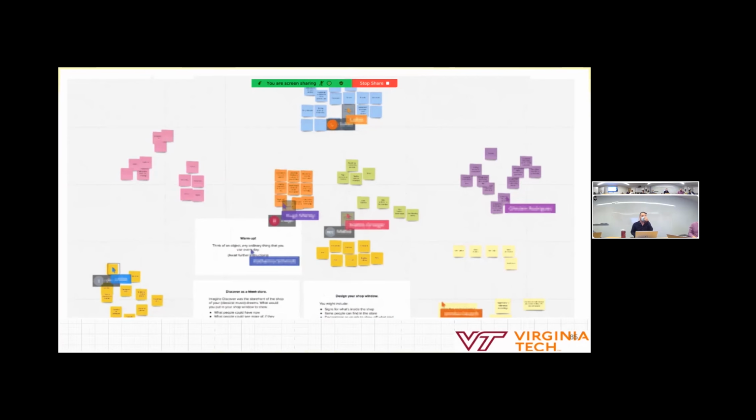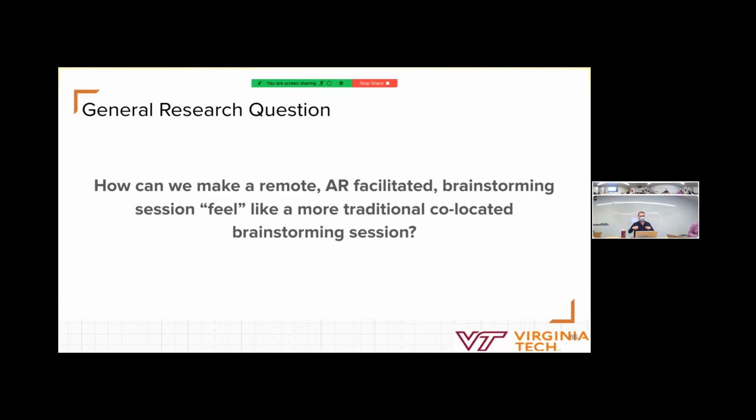While this definitely has its own benefits, we feel that there are improvements that can be made in order to make it more like traditional co-located brainstorming sessions. That's what we're looking at at a high level: how can we make this remote AR facilitated brainstorming feel more like the traditional co-located brainstorming? And I think the answer we've come up with is to try to reintroduce physicality to it.